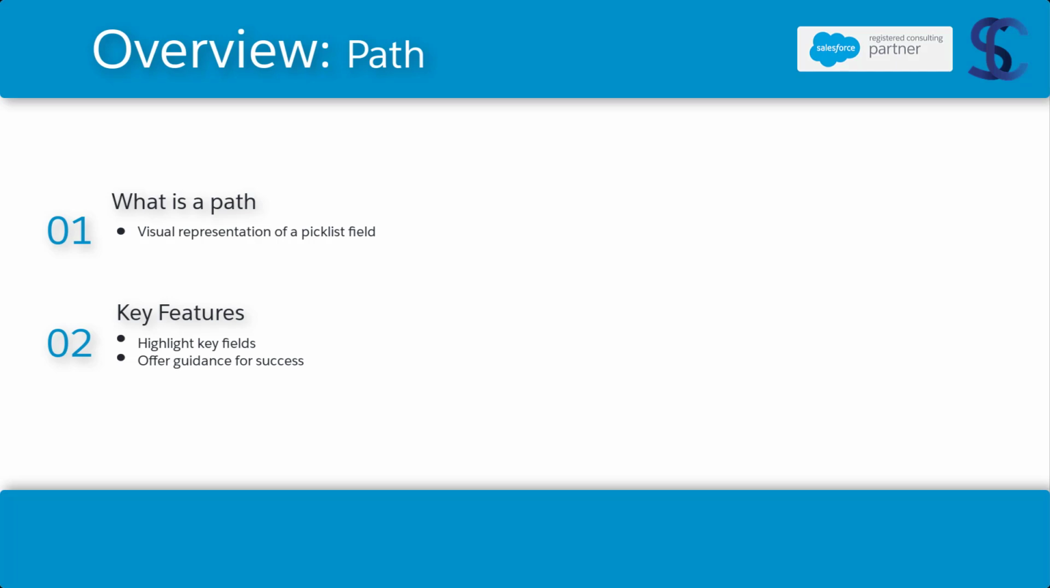The two main features of the path is you can highlight key fields your reps and agents should be focusing on at each stage of your business process. You can also offer them guidance for success at each stage of the business process, different areas they should be focusing on, questions they should be asking, maybe some policy reminders as well. So let's go ahead and have a look at what this looks like in Salesforce.